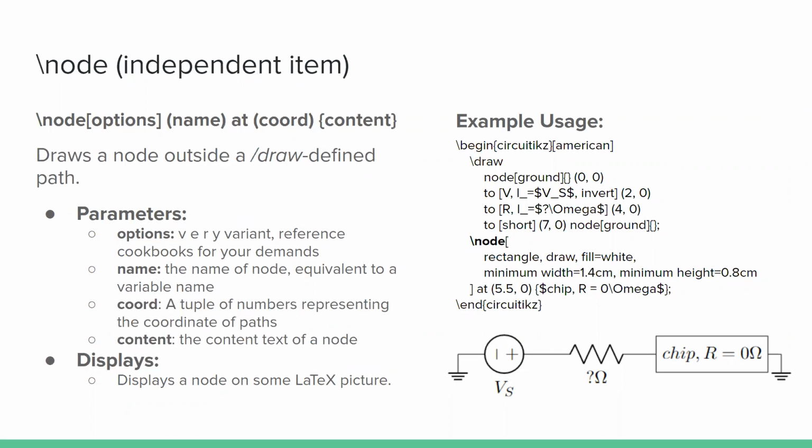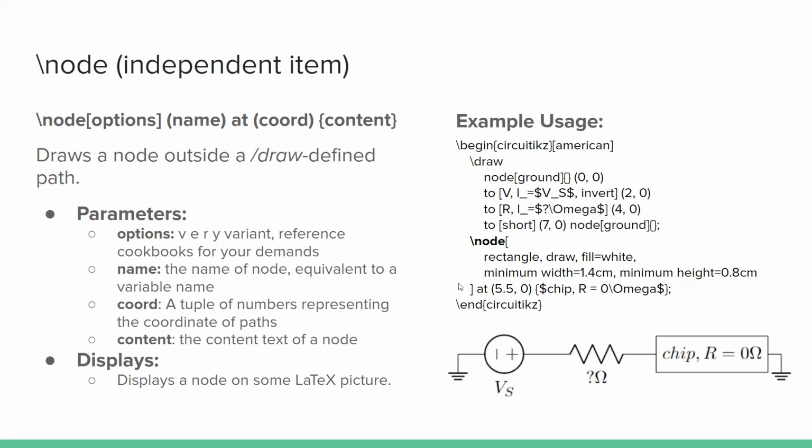Then let's talk about the second type of node, which is an independent item from, as you see, the /draw command here. This kind of command draws a node very similarly to before, but it draws a node outside the /draw defined path, which means it also has to have a coordinate, because we used to define the coordinate of a node by what coordinate precedes it, right? But this time we have to have a coordinate for the node itself. And as usual, we also have options, we also have name, we also have content. Name is once again optional. So the parameters stay really similar.